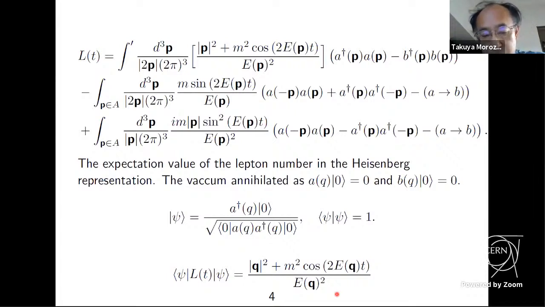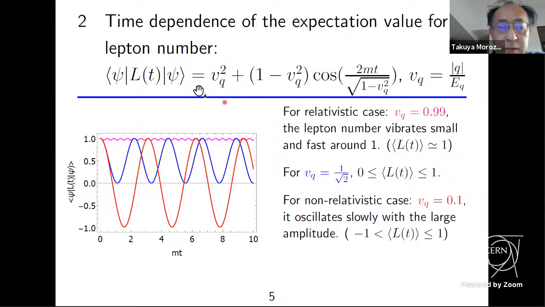That formula can be simply expressed in terms of the velocity of the neutrino. So that is this formula. V_Q is Q over E_Q, that is the velocity. The first, constant part is V_Q squared, and the oscillating part is proportional to 1 minus V_Q squared. And M is the Majorana mass. So we plotted this expectation value, and the horizontal line is Mt. This is time.